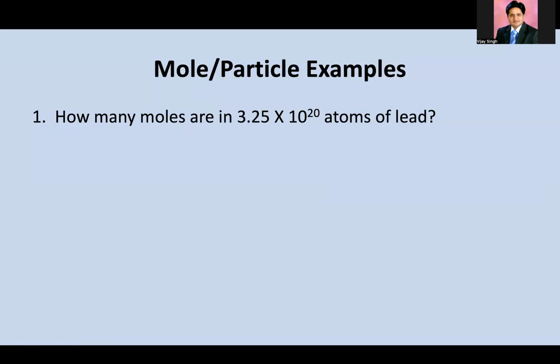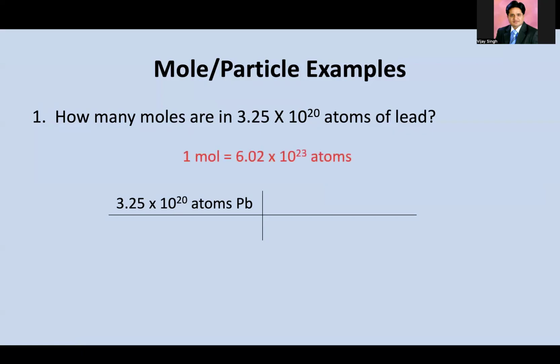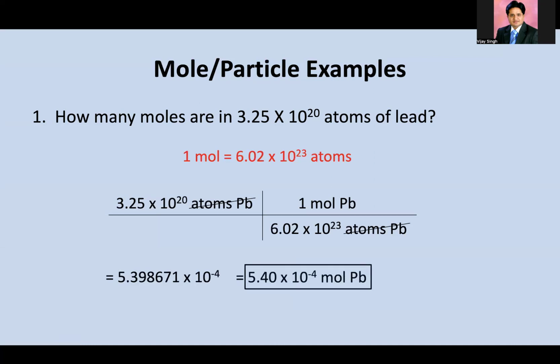So here's the solution. You have 3.25 times 10 raised to the power 20 atoms, and 1 mole is 6.02 times 10 raised to the power 23 atoms. So you divide 3.25 times 10 raised to the power 20 by 6.02 times 10 raised to the power 23, and that will give you the number of moles of lead. So the answer is rounded to 5.4 times 10 raised to the power -4.